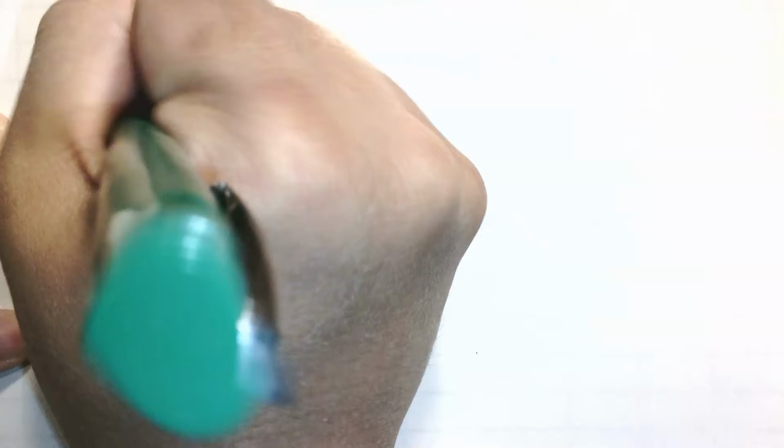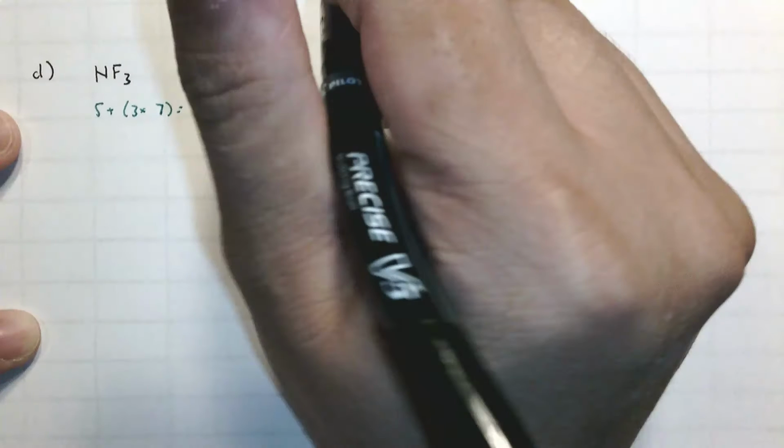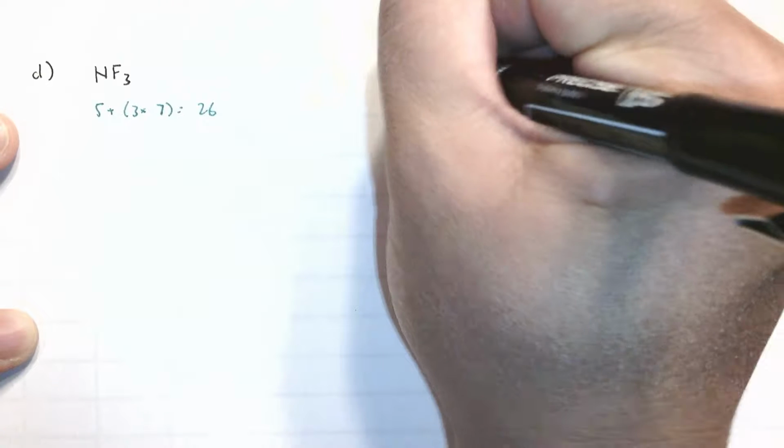All right, for NF3, 5 plus 3 times 7 equals 26. N is the central atom.